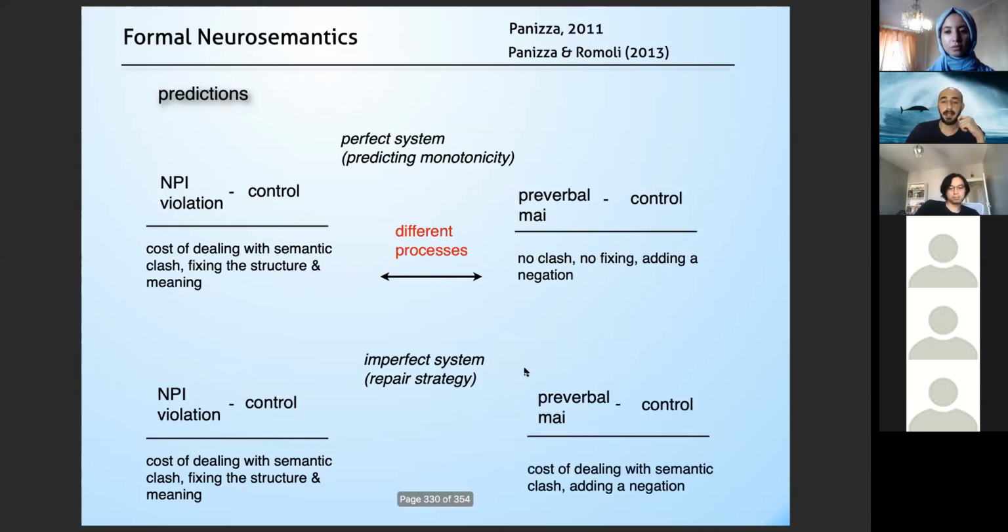However, in an imperfect system, these two conditions have something in common: the cost of dealing with a semantic clash. If that is the information that your parser uses in order to introduce a negation as a repair strategy, at some point there should be an overlap between the NPI violation and the correct preverbal use of mai. And then, yes, you have to add a negation here, so then you have to do something else, but there should be some kind of common path. Is this clear? These two hypotheses?